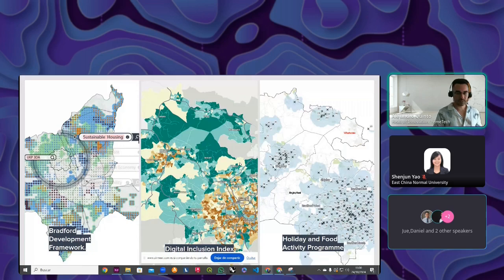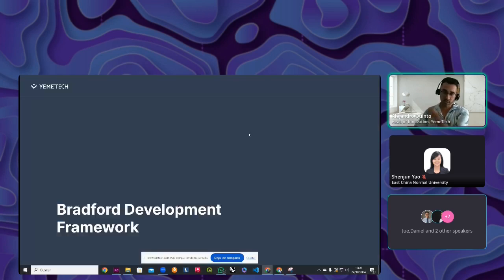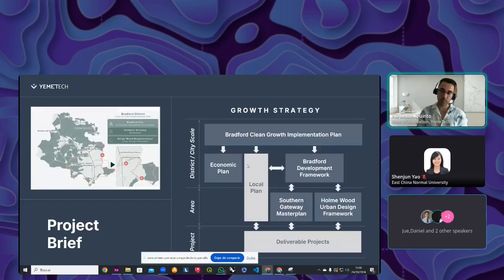Now, for the sake of the presentation, I'll be going quickly through these three projects. One is a development framework for the city. Because we are originally based in the city of Bradford in the UK, most of the projects started there, and our main project started there. So you will see the map of Bradford appearing in the three projects. The aim of this one was to develop a growth strategy for the area.